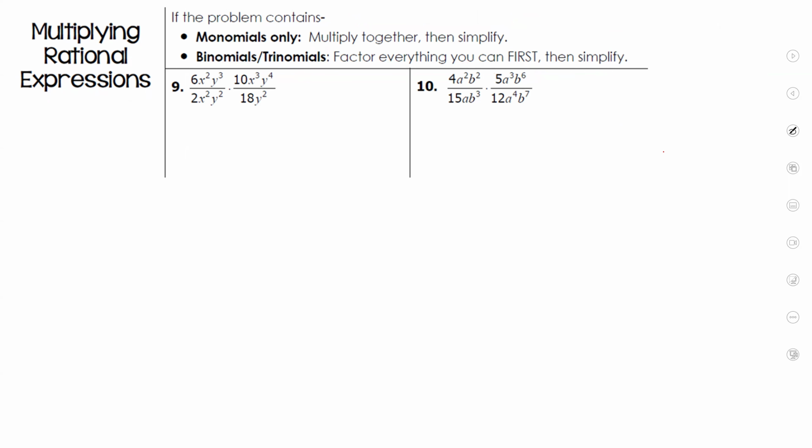monomials. You're just going to multiply across. What's 4 times 5? 20. I have a squared with a cubed. That's a to the 5th. I have b squared and b to the 6th. That's b to the 8th. Can someone tell me what 15 times 12 is? 180. 180, thank you. A times a to the 4th is a to the 5th. B cubed times b to the 7 is b to the 10.